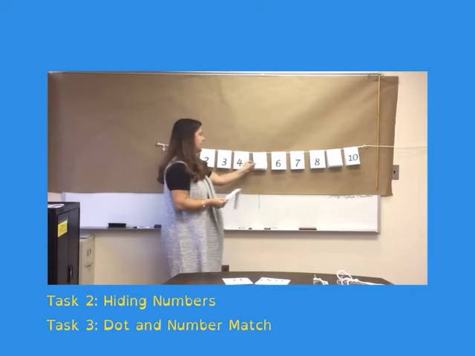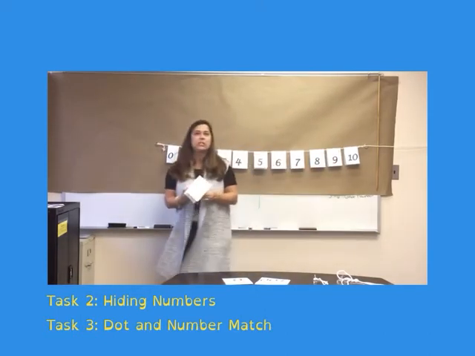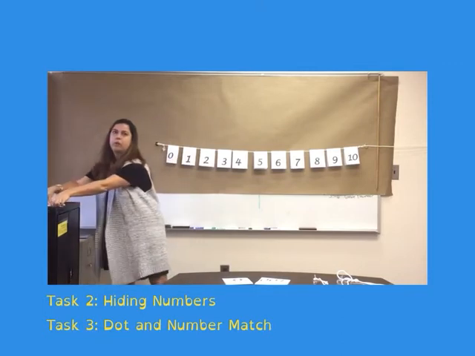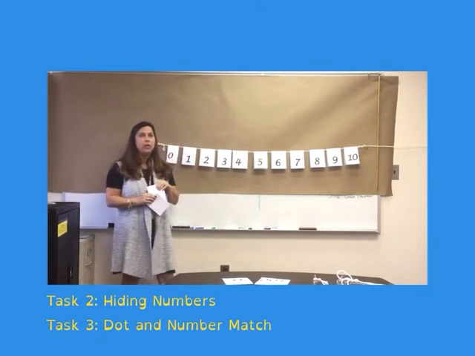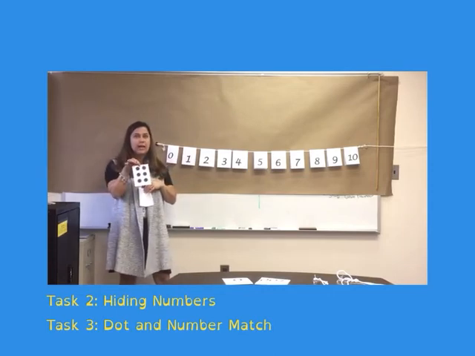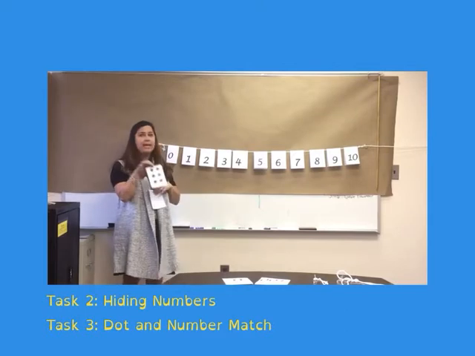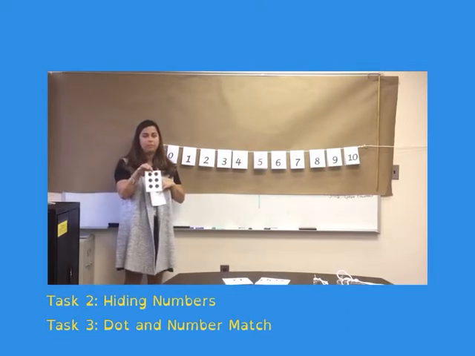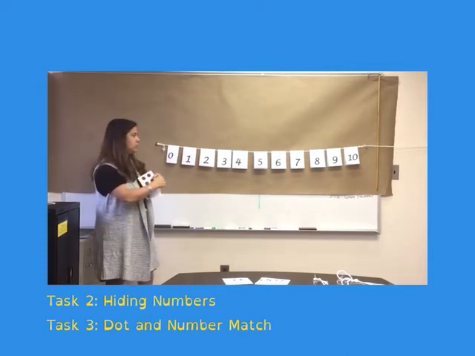The third task we're going to talk about today, let me get rid of these. The third task is called the dot and number match. You're going to display all the numbers from 0 to 10 on the number line. You show the students a dot card. Have them picture in their minds which number on the number line it would match. Call up a volunteer to place the dot card over the number it is equal to.